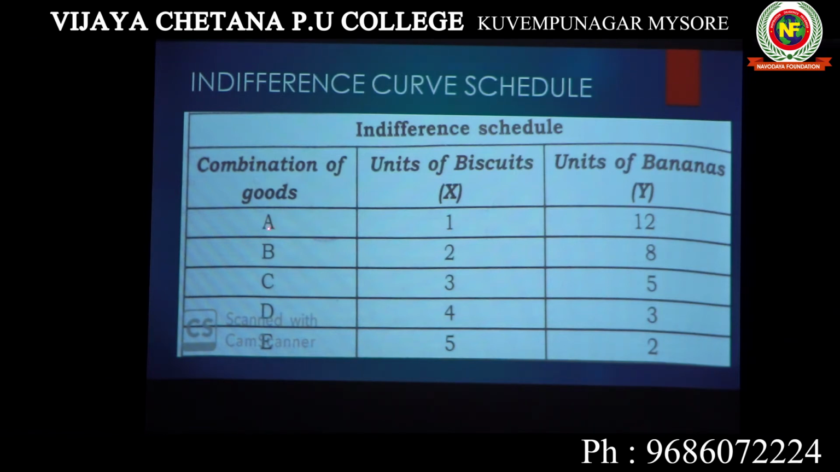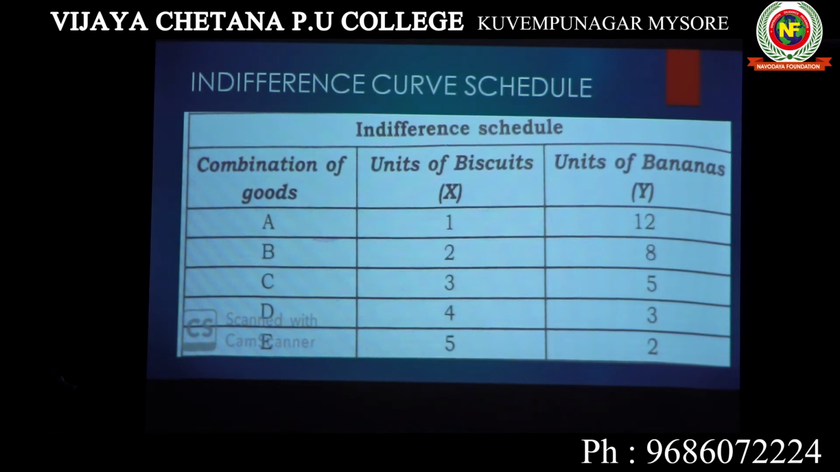In all the combinations mentioned, A, B, C, D, E, these are combinations of two goods, biscuit and banana. In all the combinations, consumer satisfaction will be maximum. He will be indifferent, whatever the combination. So in all the combinations, his satisfaction will be maximum. That's what the indifference curve says. Indifference curve means a combination of two goods that a consumer purchases equal to his income, whose satisfaction is maximum in all the combinations. Whatever the combination, he will be in satisfaction. That's what the indifference curve says.